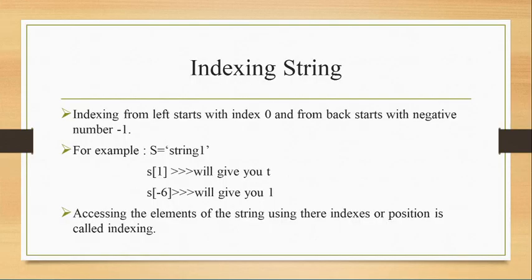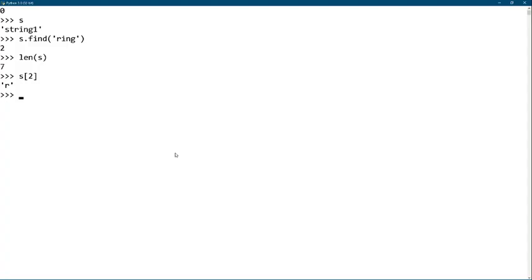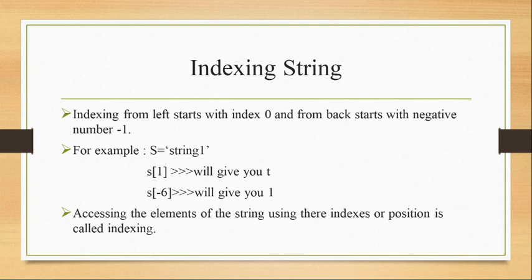If I want to index from the back side, this will be -1, -2, -3, -4, -5, -6. So if I am indexing and giving it -6, it will return the element which is present at position or index -6. Accessing the elements of the string using these indexes or positions is called indexing.